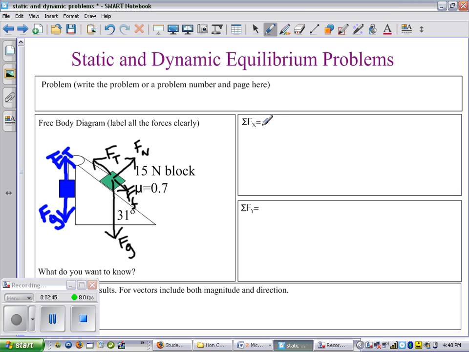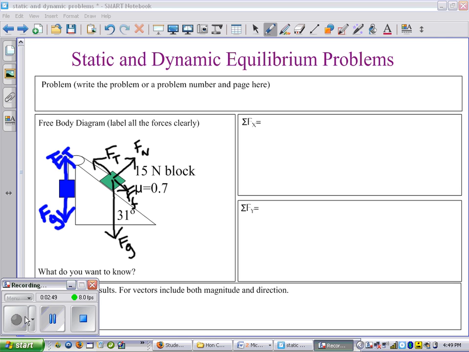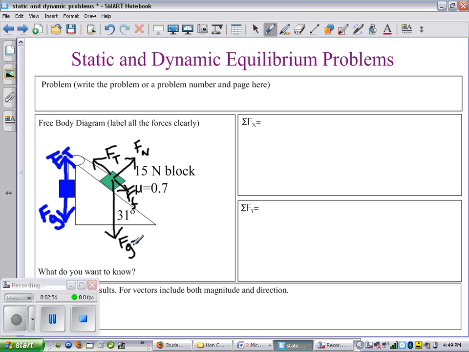To set up my equations, this is a 15 Newton block here, so the force of gravity is equal to 15. The first question asks, what is the weight of this block so that this block will not slide? That means acceleration in the x direction will be equal to 0, and acceleration in the y direction will be equal to 0.